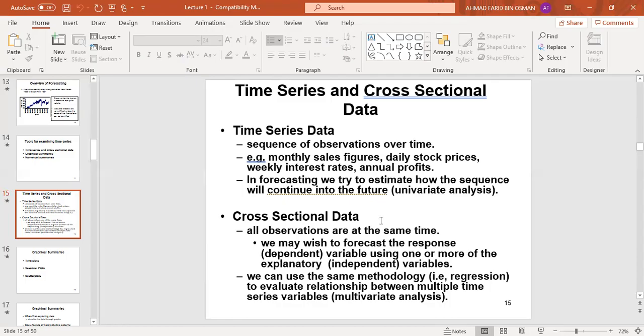The dependent variable depends on the other explanatory variables that explain the value of the dependent or response variable. So we can use the same methodology, for example regression, to evaluate the relationship between multiple time series variables. This is multivariate analysis. Univariate is only one single series. If you have two different time series and you want to use one series to explain another, we call that bivariate analysis. But if you have more than two series and you want to use two series to explain one of the series, for example using a regression or econometric model, then we call that multivariate analysis.